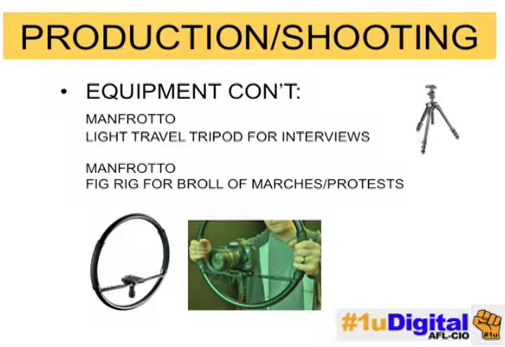I use a light travel tripod from Manfrotto for interviews, and something called a Fig Rig when shooting marches and protests. The Fig Rig is a camera stabilizer, so you're able to run and move quickly without getting jumpy or shaky shots. This was incredibly helpful during Occupy Wall Street when I was being pushed around by cops a bit. I almost always use natural light when shooting my videos. I rarely use a lighting kit.